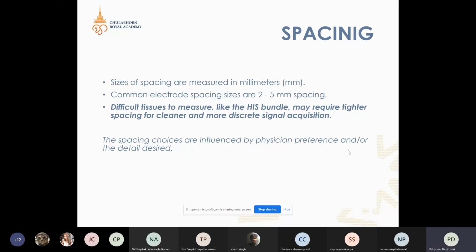The sizes of spacing are measured in millimeters, and the common electrospacing sizes are available from 2 to 5 millimeter, but actually 10 millimeters at present is used as well for the RVA catheter. Difficult tissues to measure, like the His bundle, may require tighter spacing for cleaner and more discrete signal acquisition, just like 2 millimeter spacing, to get more detail and a cleaner signal.